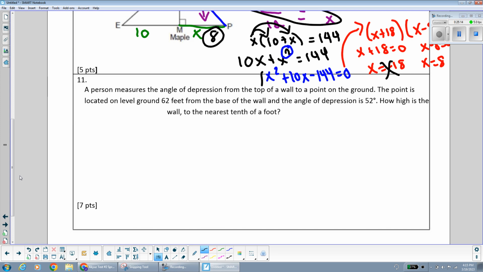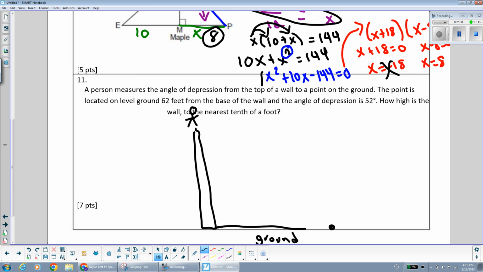Okay, so a person is measuring the angle of depression from the top of a wall. So here's the wall with the person at the top to a point on the ground. So this is going to be my ground. Now remember, the angle of depression is the angle at which the person is looking down at the object. So here's the person's line of sight. So the angle that they're looking down at the object at is actually outside of the right triangle. And remember, the angle of depression is always outside the right triangle.